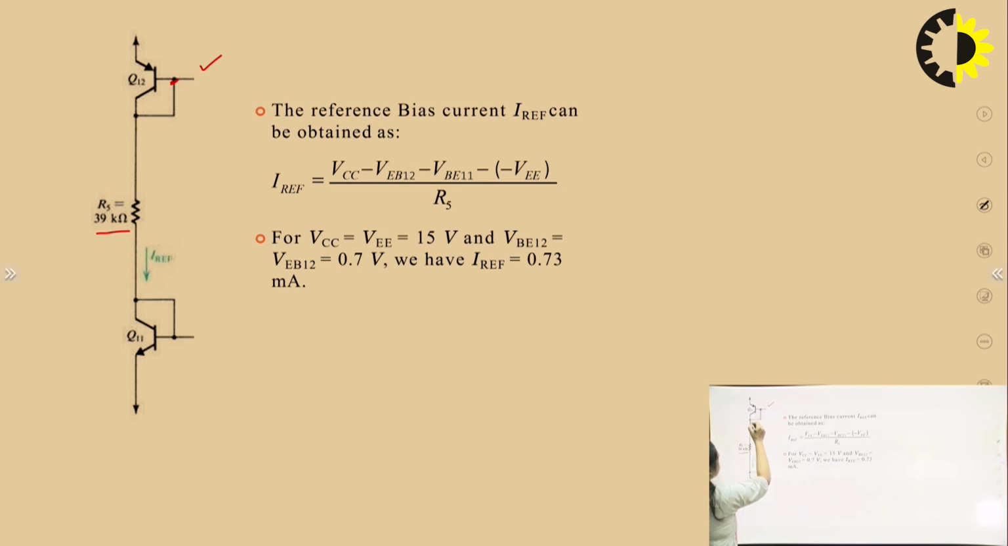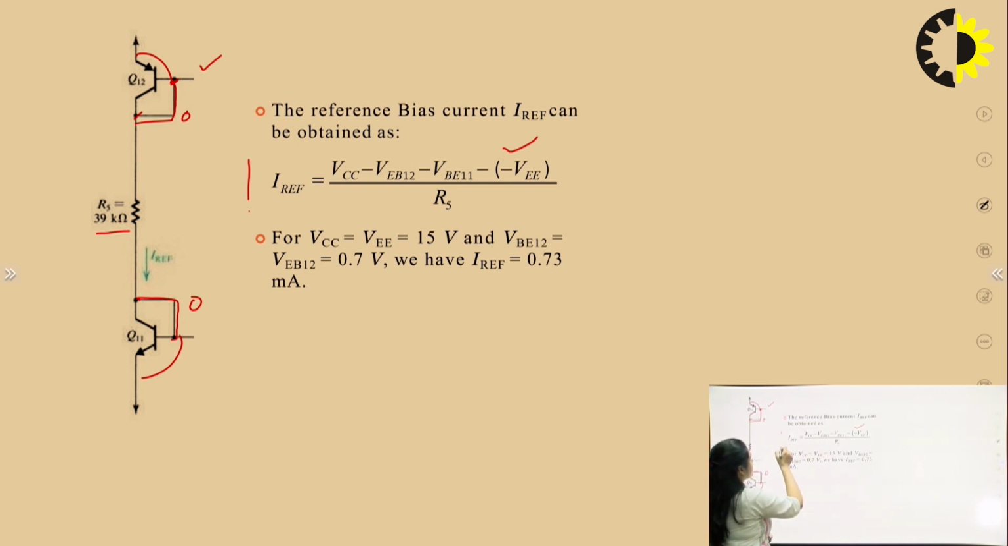So now you can see that if I apply KVL, that is equal to VCC minus, because in Q12 these terminals are shorted. So I can say that the base and the collector are connected to each other. This is the voltage known as VEB12 because this is a PNP transistor. So VCC minus VEB12 minus, again these are shorted, so the voltage between these two terminals is equal to 0. Here also this voltage is equal to 0. So VCC minus VEB12 minus VBE11 plus VEE is equal to I reference into R5.